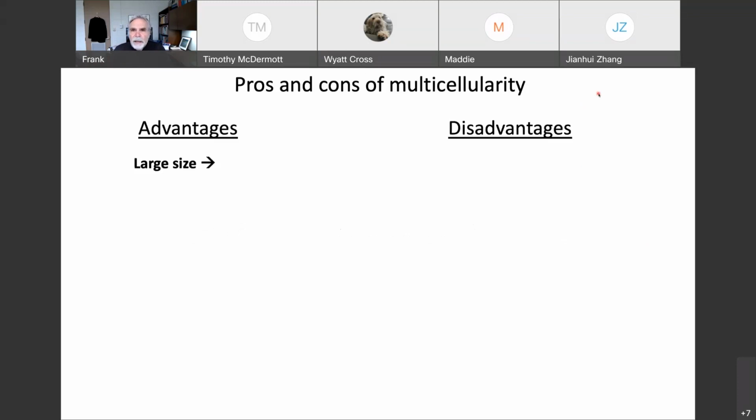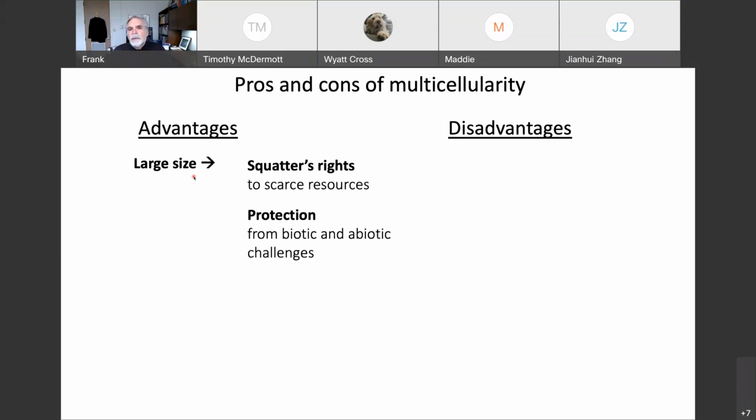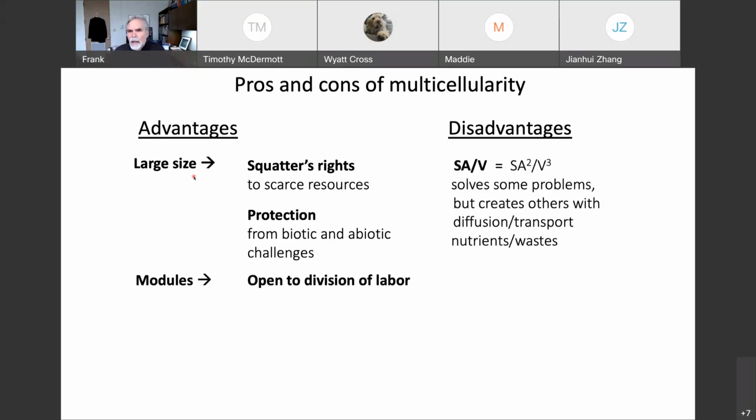I think many of us contemplating this think, well, what's the disadvantage to being multicellular? And I'll show you that there are actually some problems. But first, multicellular organisms are obviously larger, and that gives them squatters' rights, potentially, to scarce or limiting nutrients in the environment. That gives them potentially protection, both from biotic challenges like predation, as well as abiotic challenges in the sense that a larger body may be able to better buffer environmental variation. And then, of course, once you have modules, remember that slide with the 4 circles bounded by the dotted line, once you have modules, then you have an entity that's open to division of labor and the presumed efficiency that comes with that development.